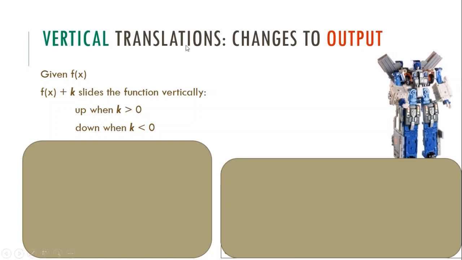So vertical translations are changes to the output, okay? Remember that the output is my f of x. That's the entire thing, that would be like my y. So we're still starting with f of x. That's what we're starting with. That's my output. But notice when I move vertically, we add k to the end of our function. So it's f of x plus k. That plus k is just tacked onto the end.